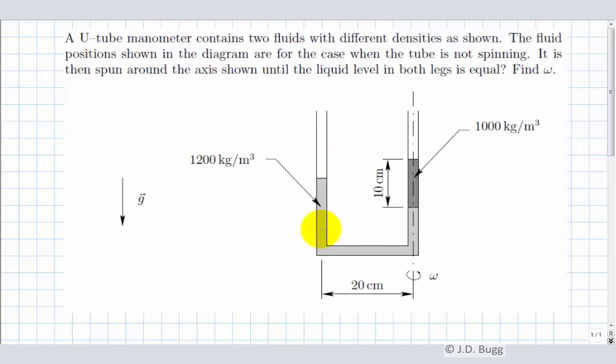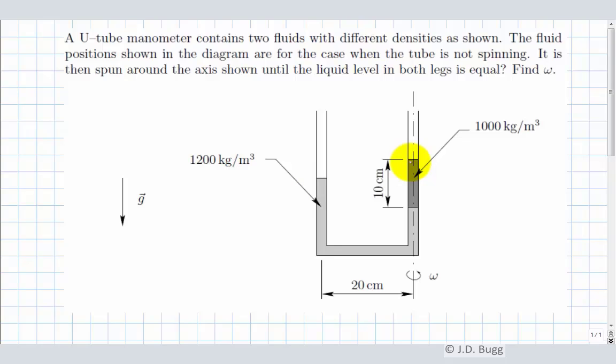So a U-tube manometer shown here contains two different fluids with densities as shown. This lighter shaded fluid here has a density of 1200 kilograms per meter cube, and the darker fluid here is 1000 kilograms per meter cube. The fluid positions shown in the diagram are for the case when the tube is not spinning. So the tube is just stationary here, and because this fluid is a higher density, this free surface here is a little bit lower than this one.